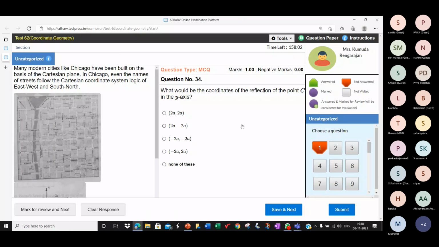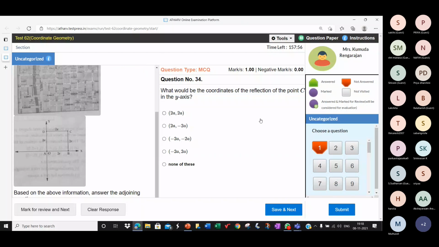What would be the coordinates of the reflection of the point C in the y-axis? Children, treat every question independently, okay? In the earlier question, we had each side increased by 50%. Don't apply that to this one. If it is so, they'll say in continuation with question number 3, or using the information in question number 3. Otherwise, every question is independent.